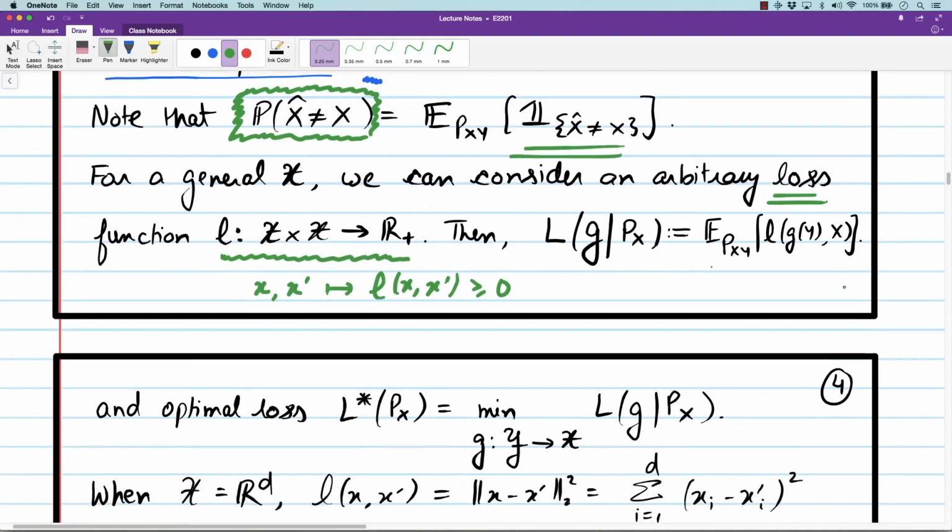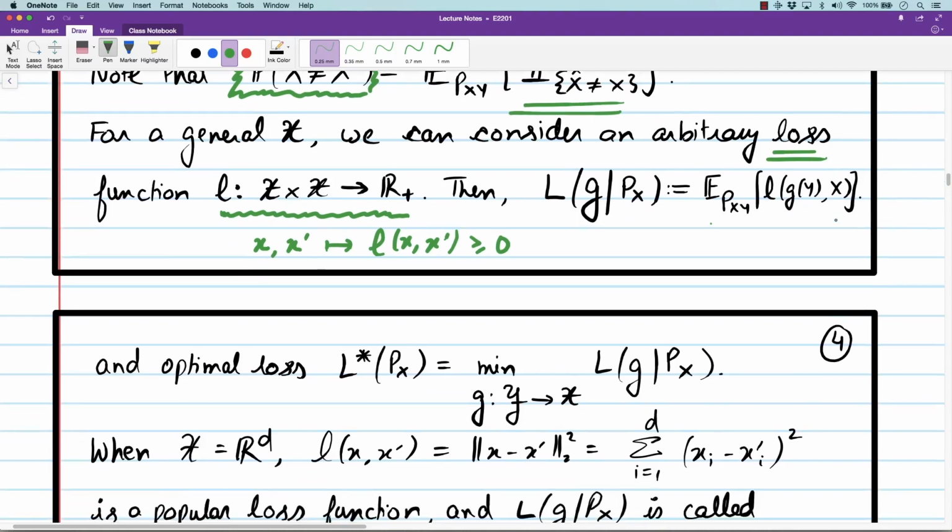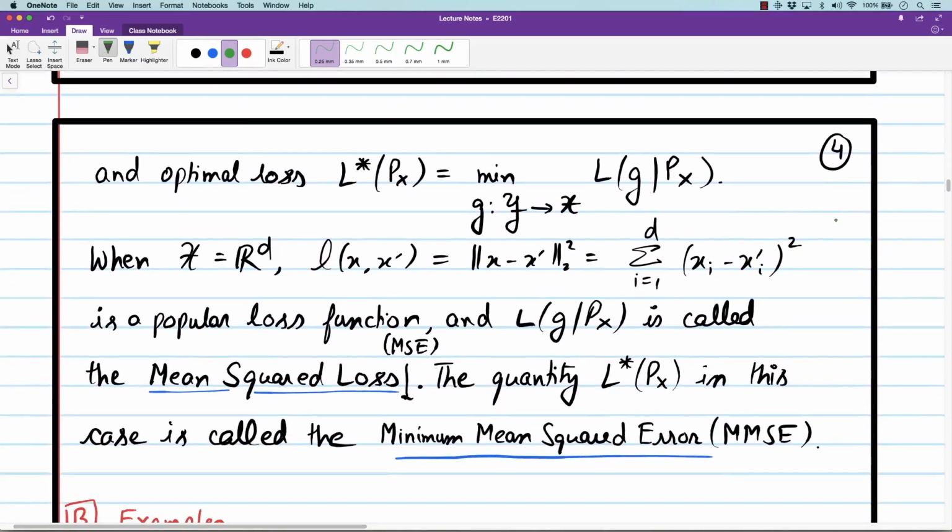This is a small notation I use. Typically, loss functions that we will encounter in this course are symmetric, L of g(y), x equals L of x, g(y), but here, just for convention, I am putting the output g(y) first and then the unknown x. So what is the optimal loss? What is the minimum loss? It's the one minimized over all your allowed tests or allowed estimates g. I should think of g as some estimate of x that I form by looking at y.